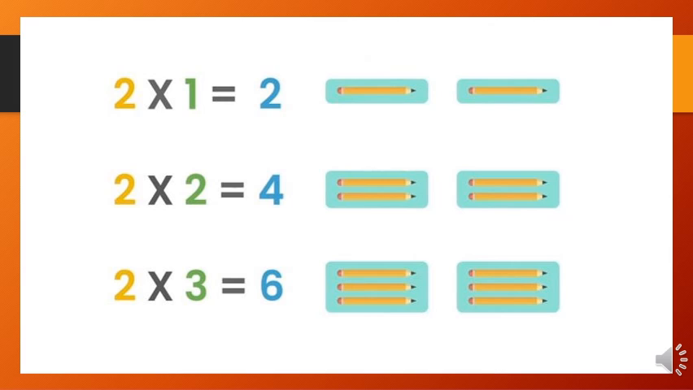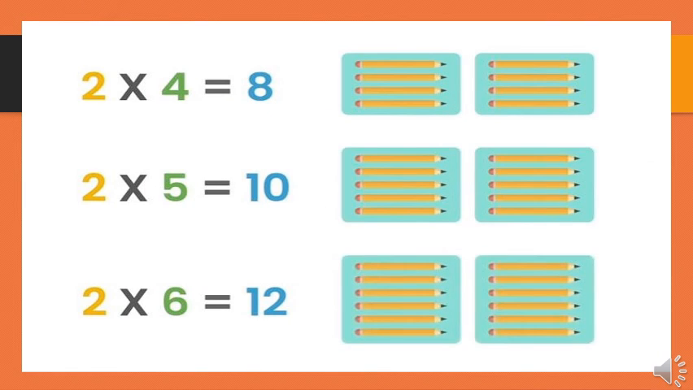Next, 2 into 2 is equal to 4. That is, 2 is repeated 2 times: 2 plus 2 is equal to 4. Next we have 2 into 3. That is, 3 is repeated 2 times. It means 3 plus 3, which is 6. So 2 into 3 is equal to 6. 2 into 4 is equal to 8. That means 4 is repeated 2 times: 4 plus 4, which is 8. Next, 2 into 5 is equal to 10. 5 is repeated 2 times. That is 5 plus 5 is equal to 10.